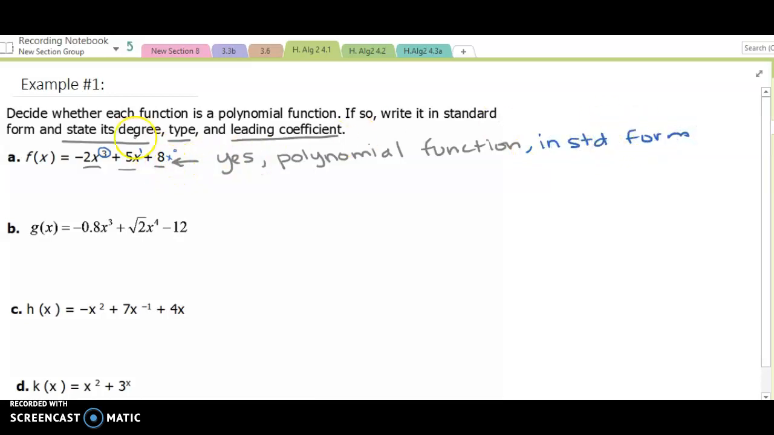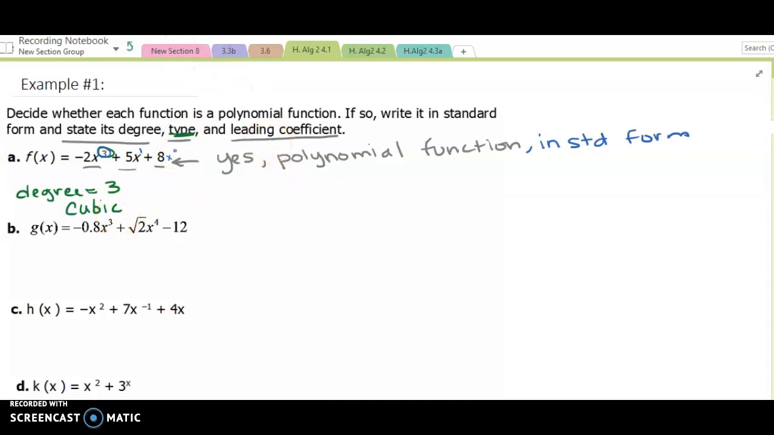Okay, now when it says to state its degree, once again, the degree is the highest exponent. So our degree here is 3. Okay, and when it says type, we get the type from the degree. Now we know that anything to the third degree is a cubic function. Okay, so those kind of go together. So that's the type. Type is cubic.